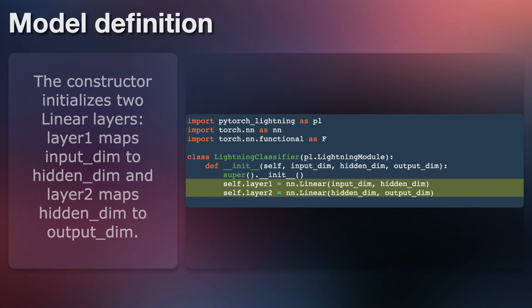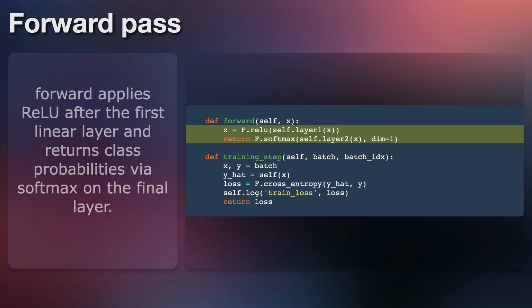The constructor initializes two linear layers. Layer 1 maps input dim to hidden dim, and Layer 2 maps hidden dim to output dim. Forward applies ReLU after the first linear layer and returns class probabilities via softmax on the final layer.